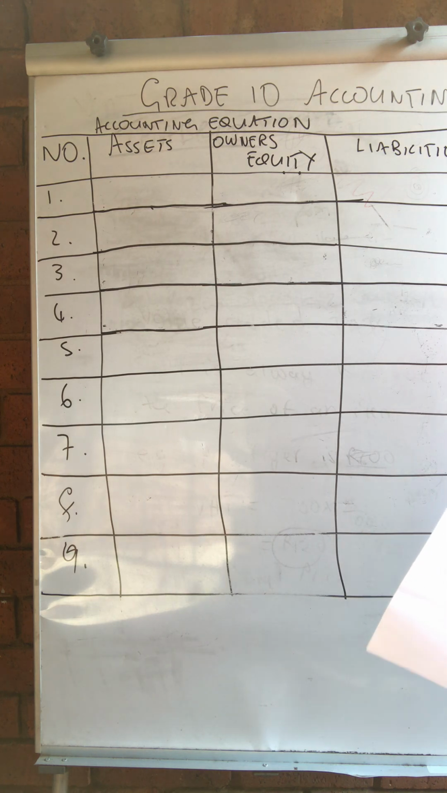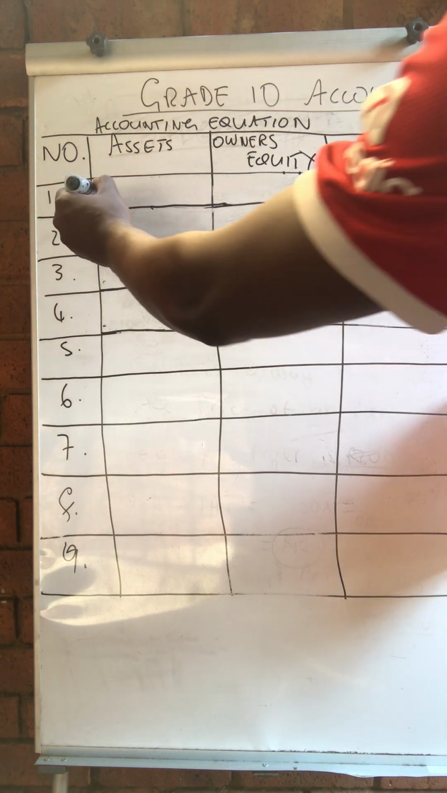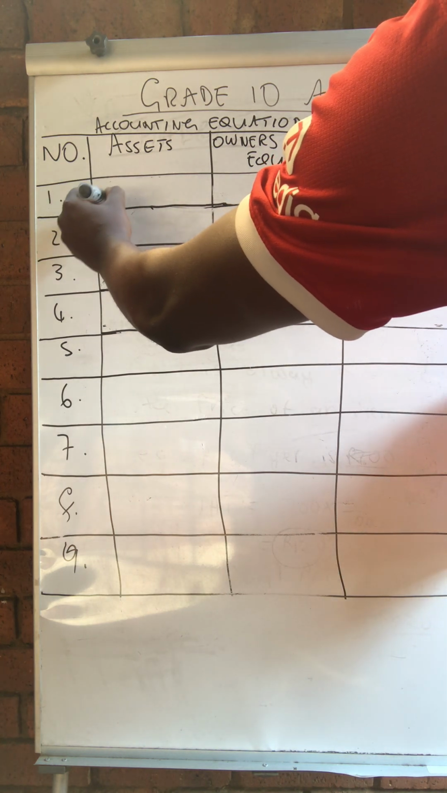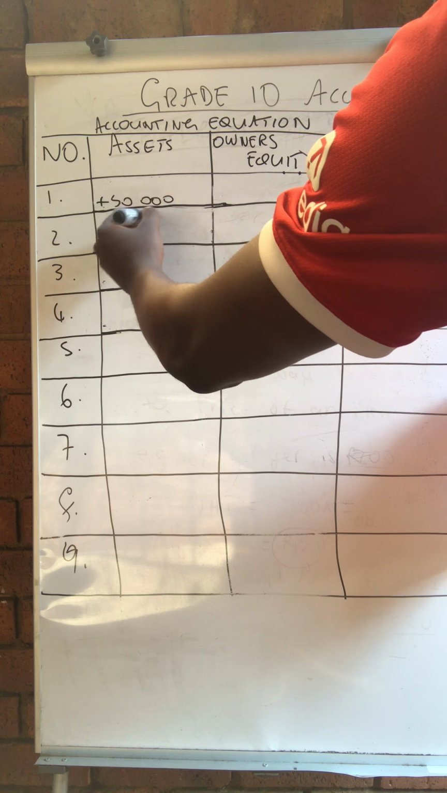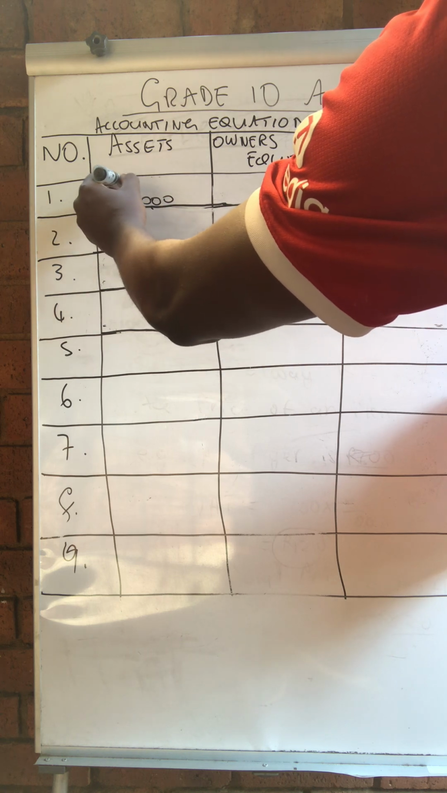The first transaction is that the owner of the business made a capital contribution of 50,000 rands cash. The owner made a deposit into the bank account of the business, basically, which means if the bank account of the business is receiving money, our assets are increasing. So we come to our assets and say plus 50,000. And of course, the account name is called bank here.